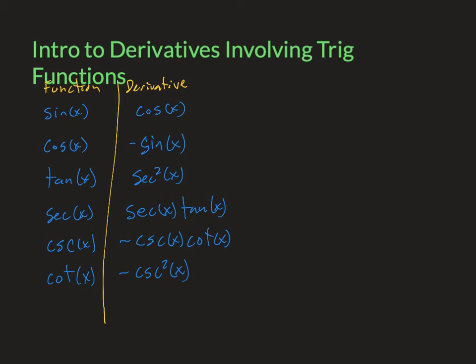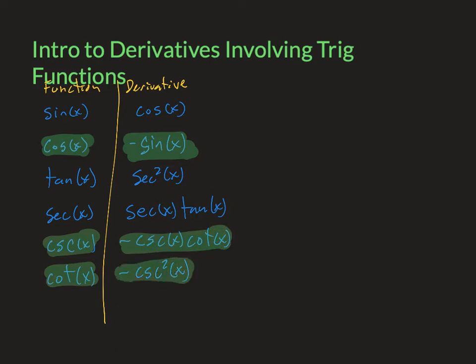In particular, something I want to point out is the functions that start with co have a negative derivative. So cosine, cosecant, and cotangent have negative derivatives, or a negative sign in the formula anyway. And for sine, tangent, and secant, there's no negative sign in those. So pay attention to those as we are working through these problems. These are just the formulas for the derivatives, remember. They're going to come in handy for the problems that we're going to encounter.